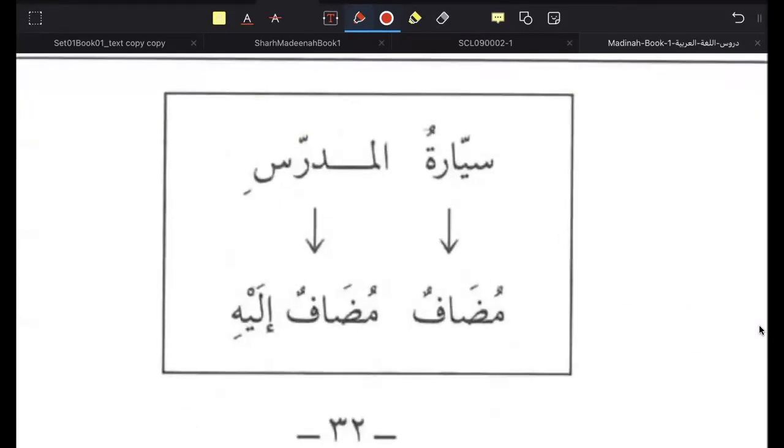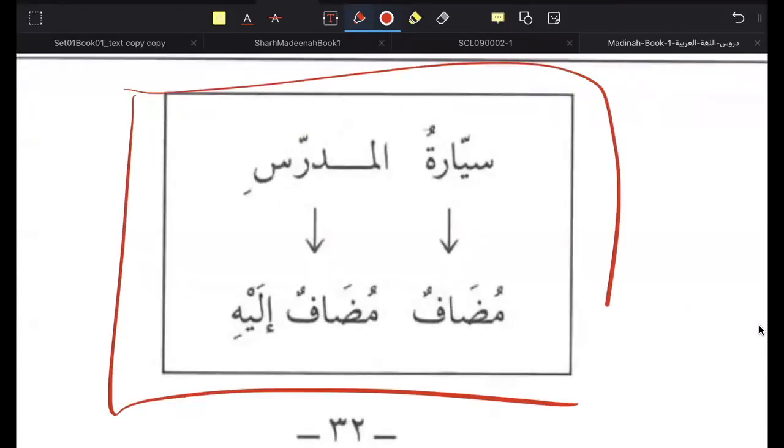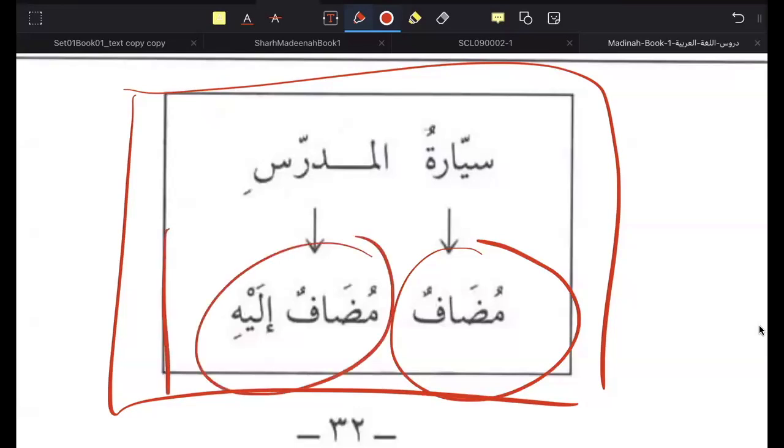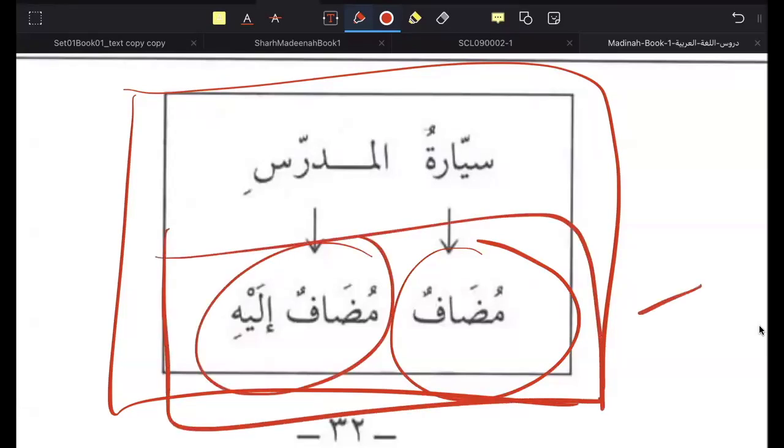So here at the end, the original author, Dr. Abdurrahim, explains the grammar. Sayyaratul Mudarrisi, the car of the mudarris or the teacher. The first word is mudaf, the second word is mudaf ilayhi. If you see grammar terms mentioned in your original text, guys, no exception, you have to memorize them.